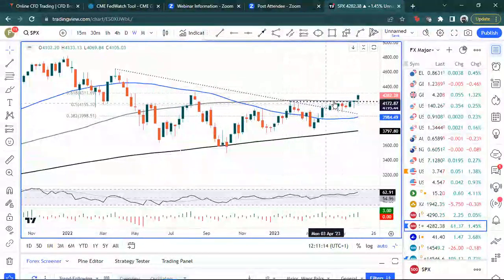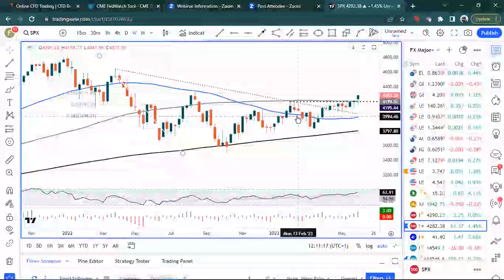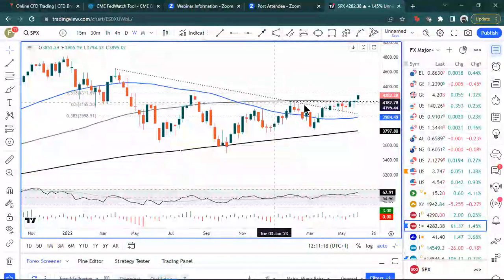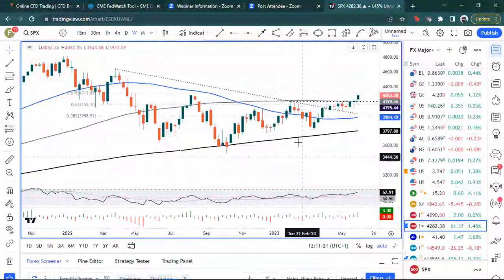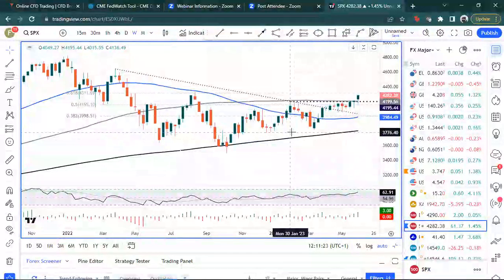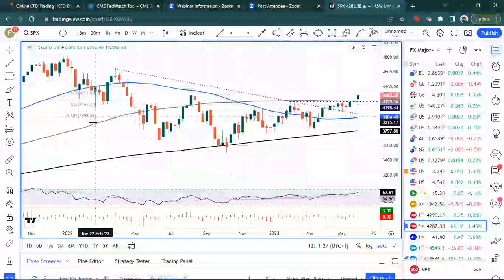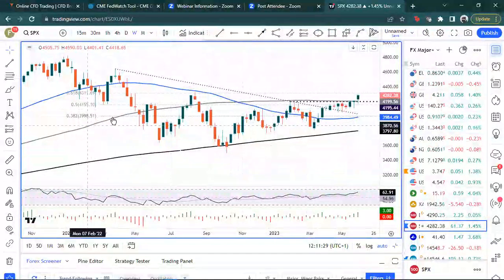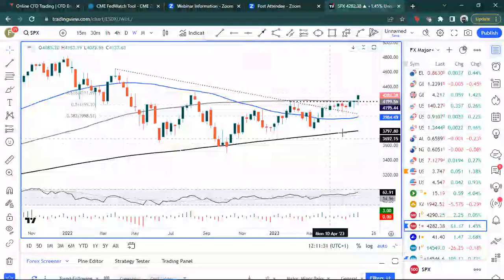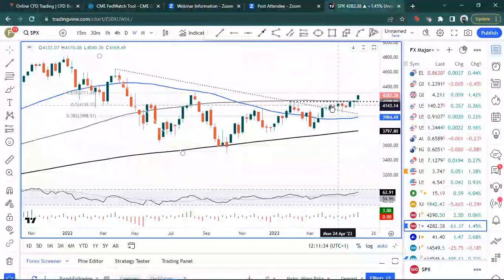4,200 has been a key zone for technicals for many watching. It sort of tallies with the January high at 4,195, and also now with the 100-week moving average. This is this thick gray line here. The 100-week moving average is at 41.99. So the 4,200 zone has been key.